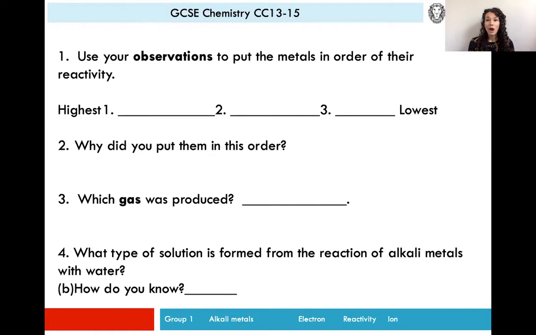And how you know is because if you take a sample of the water, and add a couple of drops of universal indicator to it, it will go that deep bluey purple colour, indicating that an alkali solution has been formed. Okay, well done. So mark your answers for that. And if you need to correct any or write any notes, then you can pause the video and do that now.